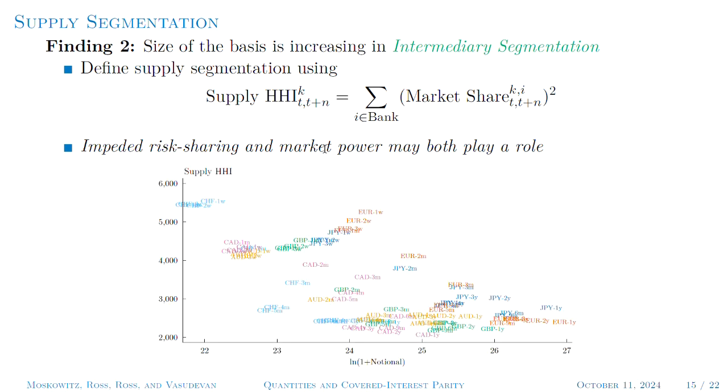If we look at the supply HHI in this graph here, I've plotted that on the y-axis. On the x-axis is the size of the market. You can see there's a negative relationship.